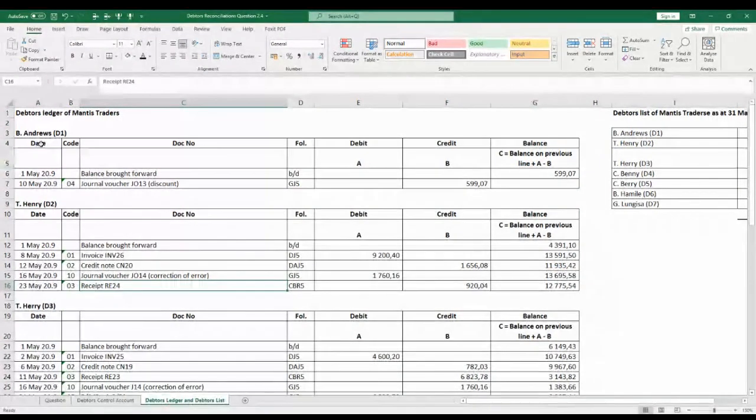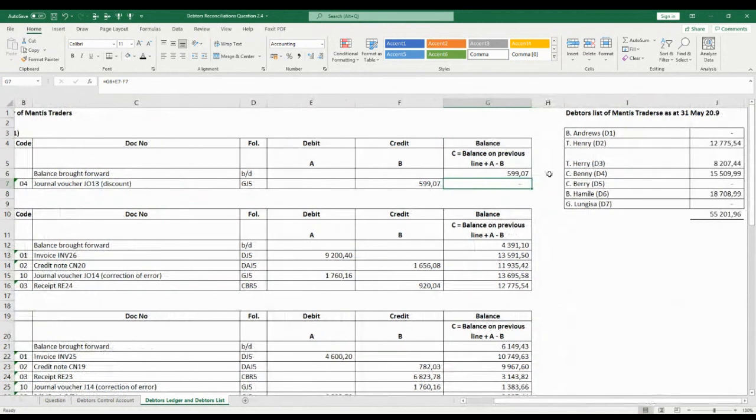Okay, so with B. Andrews, he didn't have any transactions except the general journal, which was the correction of the discount. So in that case, we would just capture that general journal, we would credit it, and the balance would be zero. Now what would happen is that balance zero would tie to the debtors list at the end of the month and should be a zero.